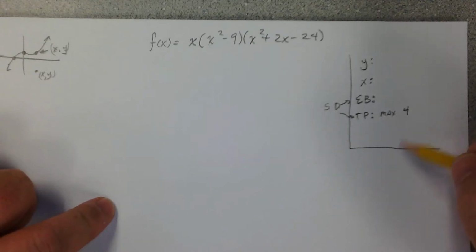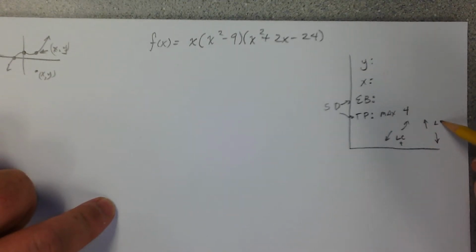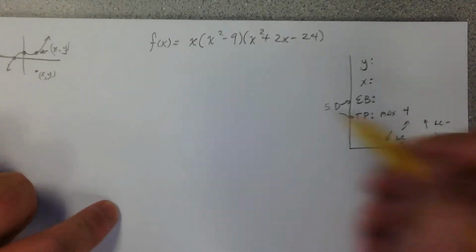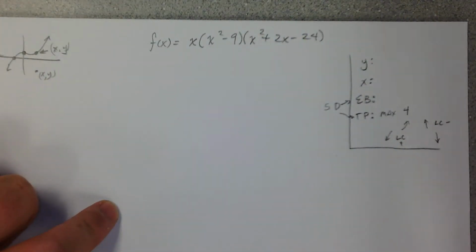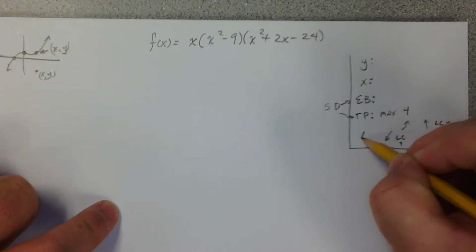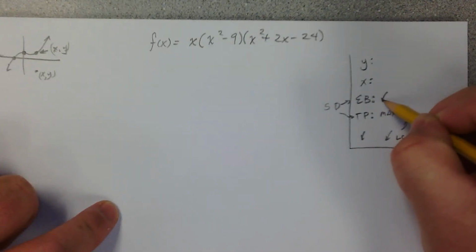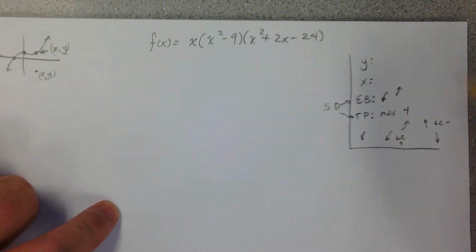Since the degree is 5, it's either going to look this way, down left, up right, or the other way. And the way I know the difference is if the leading coefficient is positive or negative. Well, when I multiply x times x squared, that's a positive 1. So that means the end behavior is going to be down left and up right. What happens in the middle? I don't really know. That's what we've got to find out. So to do that, let's start figuring out the x and y intercepts.